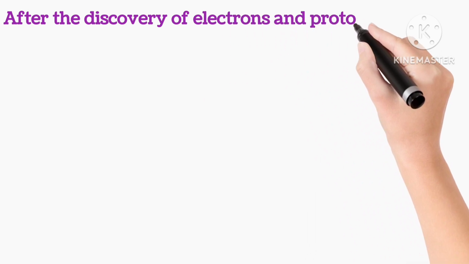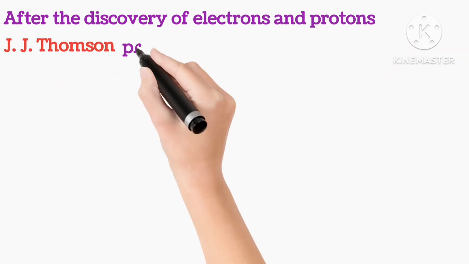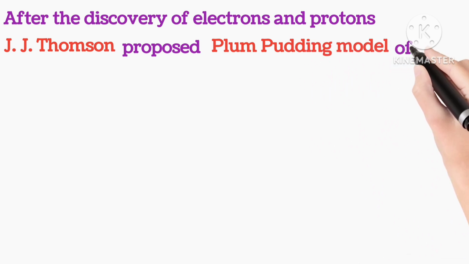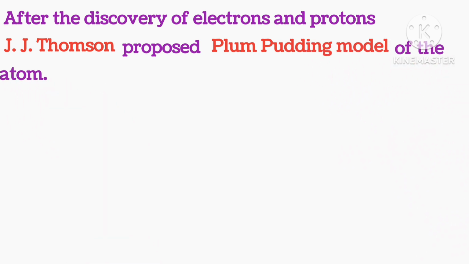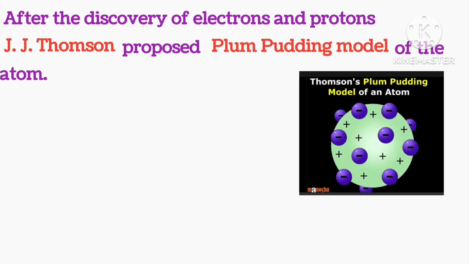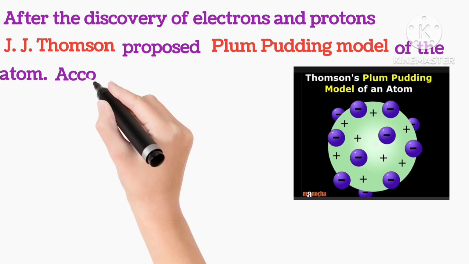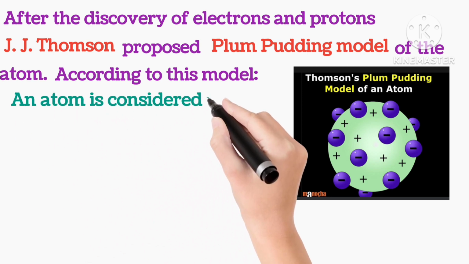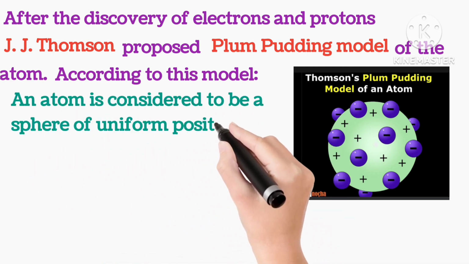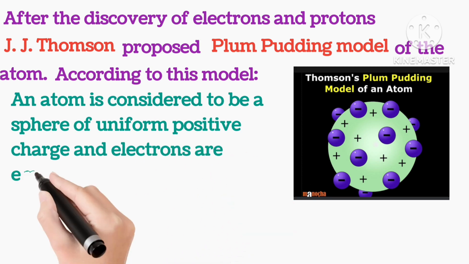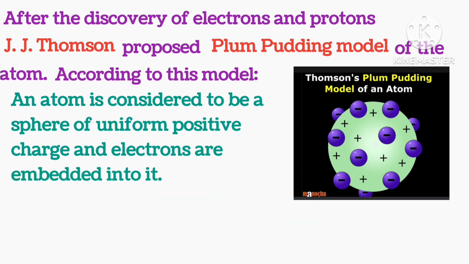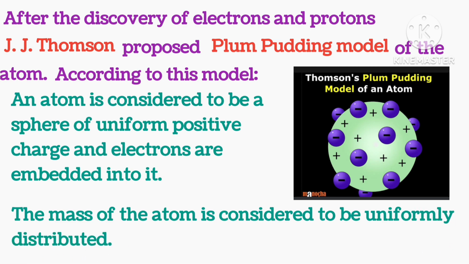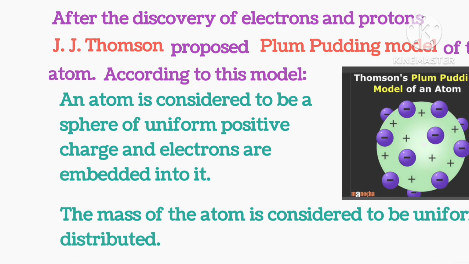After the discovery of electrons and protons, J.J. Thomson proposed the plum pudding model of the atom. As you can see in the picture, according to this model, an atom is considered to be a sphere of uniform positive charge and electrons are embedded into it, like the plum in the pudding. The mass of the atom is considered to be uniformly distributed.